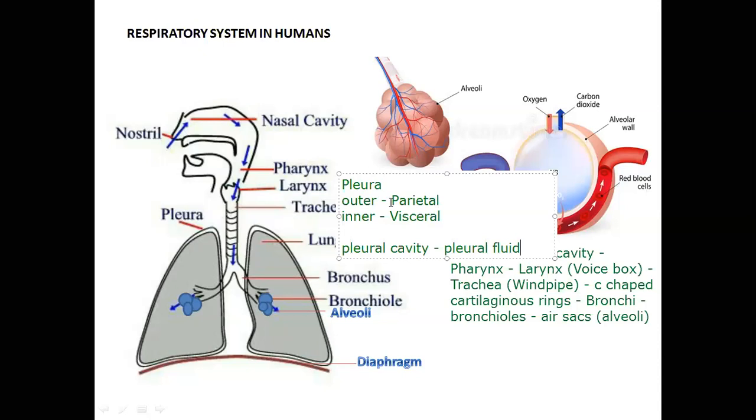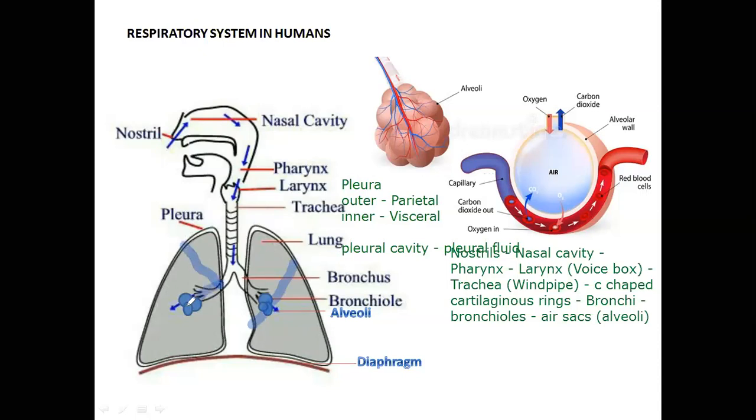Lungs are actually divided into different parts. Although the function will remain more or less the same, from the outer side they are divided into two parts. The left lung is divided into two parts: the upper lobe and the lower lobe. And the right lung is divided into three parts: upper, middle and lower lobe.